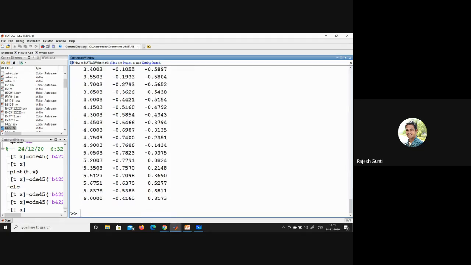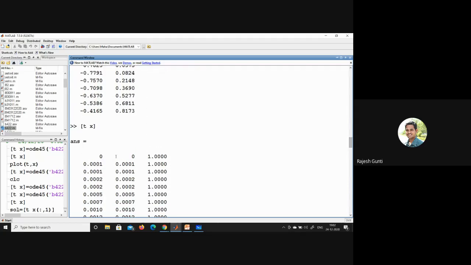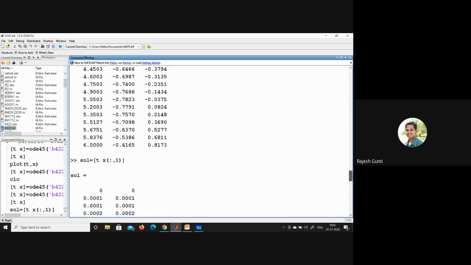Now, what is my solution actually? T comma x contains two values. Am I correct or not? X contains two values. I need only all row elements of the first column. That is my solution. Am I correct or not? In this one, this is x1, this is x2. x1 is my solution, that is y. x2 is y dash.